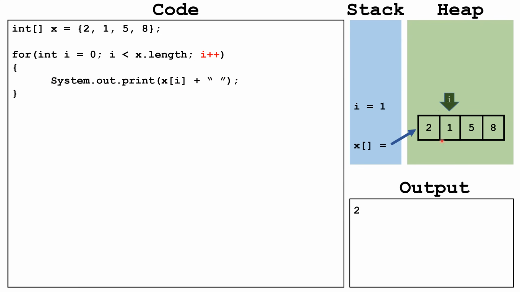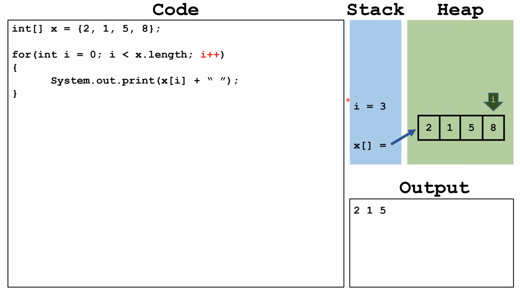So now I equals 1, and we're going to be looking at index 1 on the array. We check, is I less than x.length? 1 is less than 4, so we continue. We print out x index I is 1, so we print out the number 1, which is in index 1, and then a space. We get to the end of the loop, increment I by 1. Now I equals 2. We check, is I still less than the length of the array? It is, so we continue the loop. We print out x index 2, which is 5, and then a space.